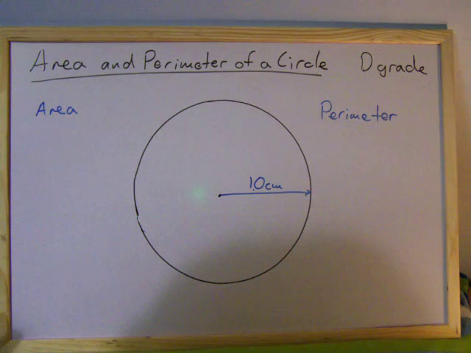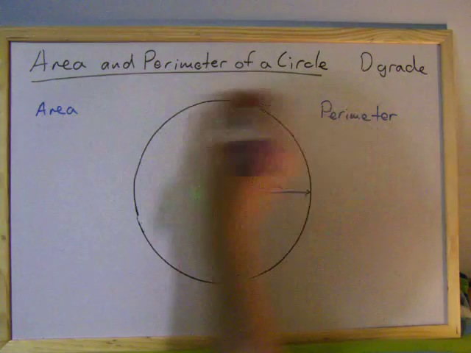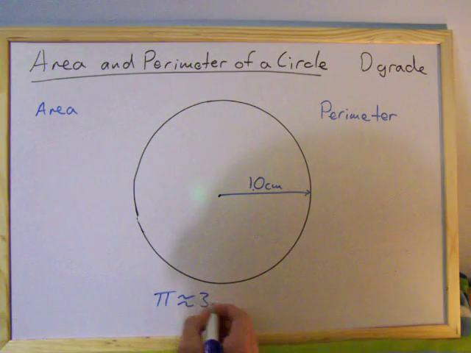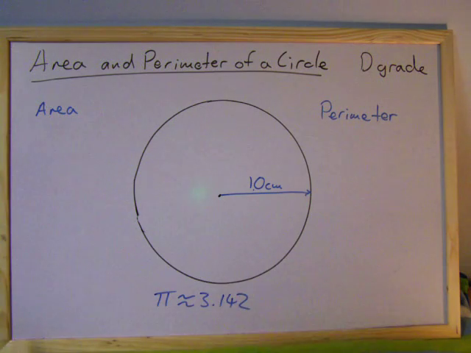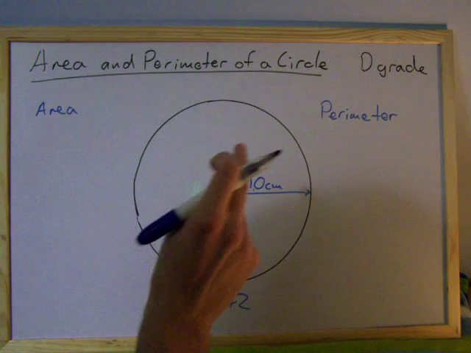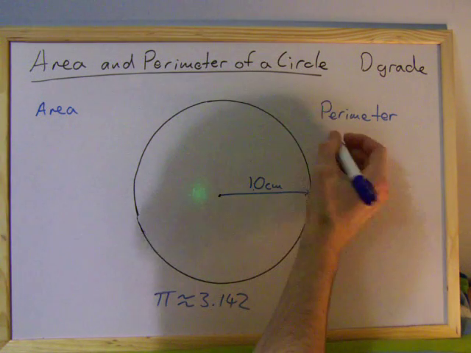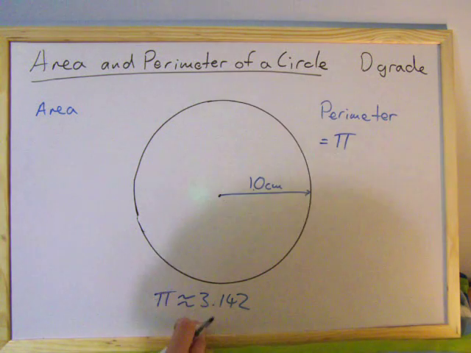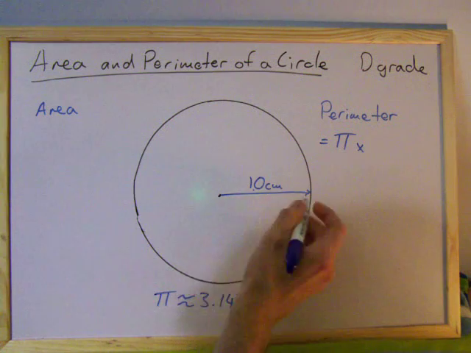The second thing you've got to be thinking is pi. Pi is a very special ratio or number. Pi is approximately 3.142. You've also got a pi button on your calculator that you can use as well. The rule for the perimeter of a circle is that the perimeter is equal to pi, which is this number, 3.142, multiplied by the diameter of the circle.